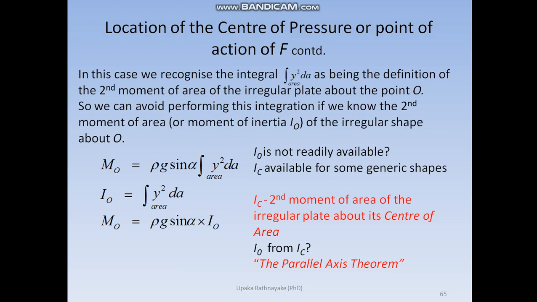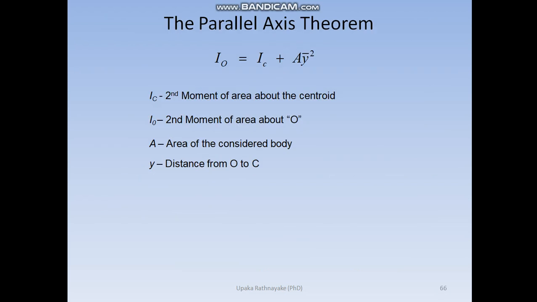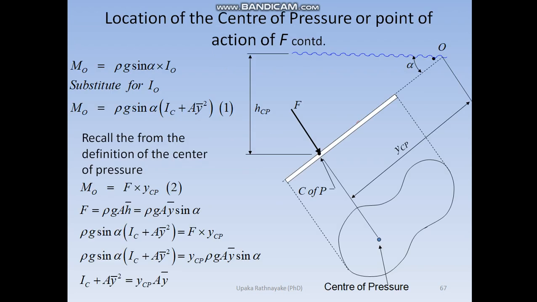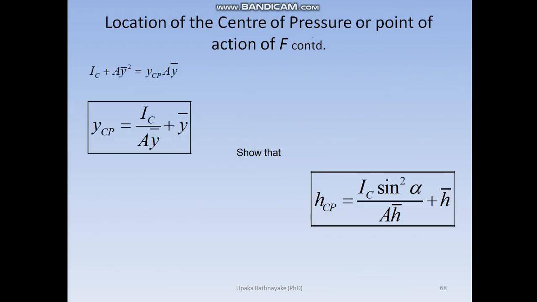We don't really like it. We like to have I C, that is the second moment of area about the centroid of the object. So we'll use the parallel axis theorem to calculate it. We know the parallel axis theorem is I naught equals I C plus A y bar squared. So we'll do the maths and we can find out that the location of the center of pressure is y CP, that is equal to I C divided by A y bar plus y bar.